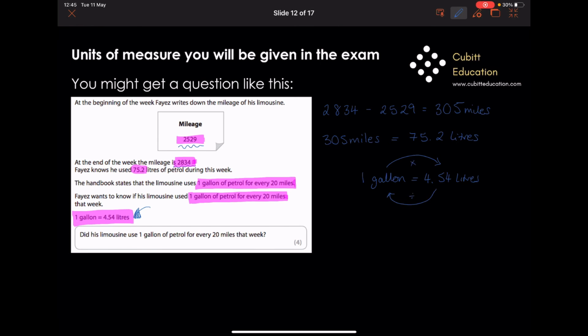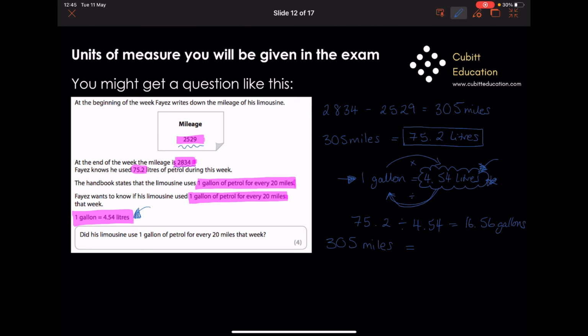Okay, and what I'm going to do is, because I want to change litres to gallons. So I'm changing litres, which is on this side, to gallons. I will divide by my conversion. Remember, 1 always goes on this side, 1 gallon, and your conversion always goes on this side. So 75.2 divided by 4.54 gives us 16.56 gallons. So we can now say that he drove 305 miles using 16.56 gallons.